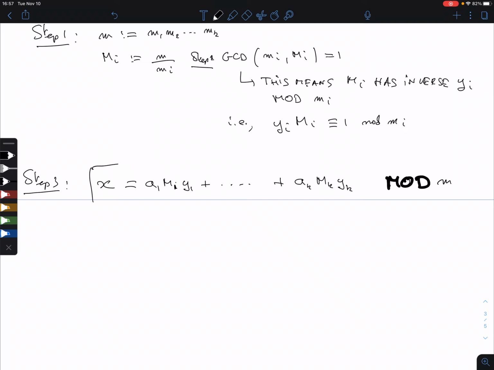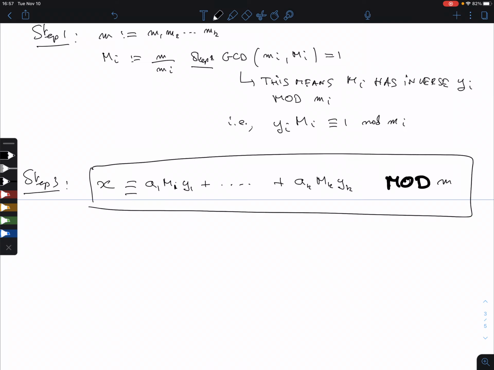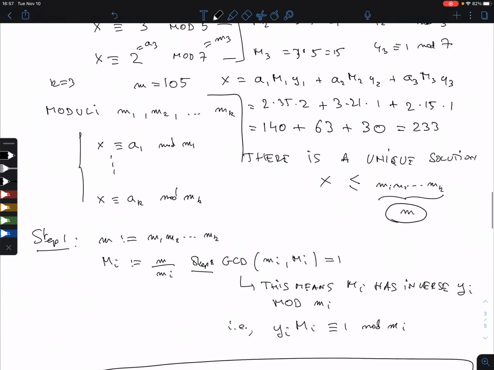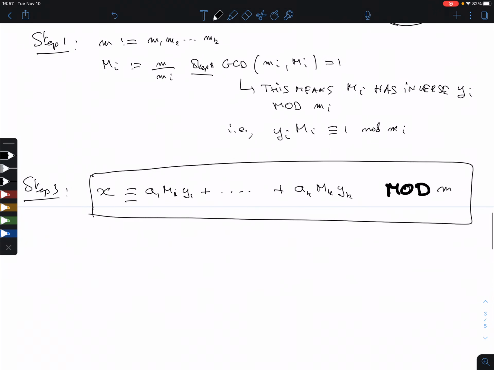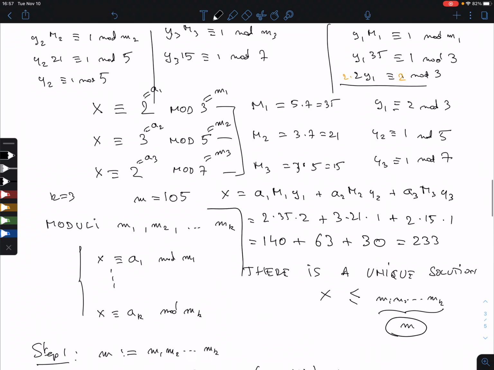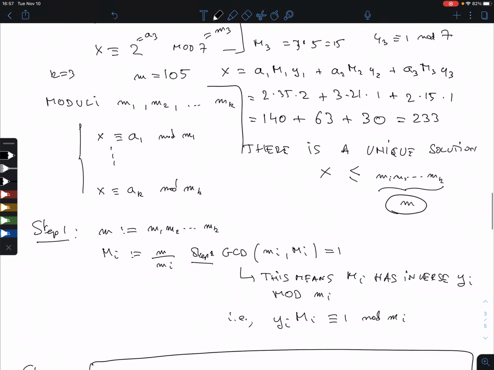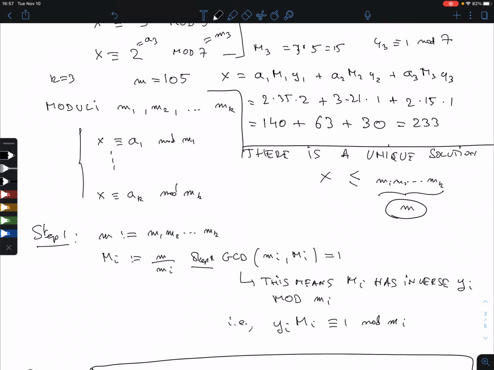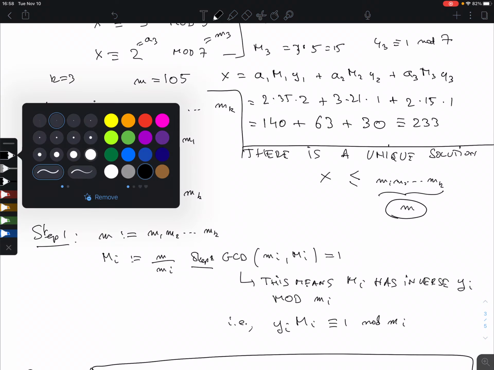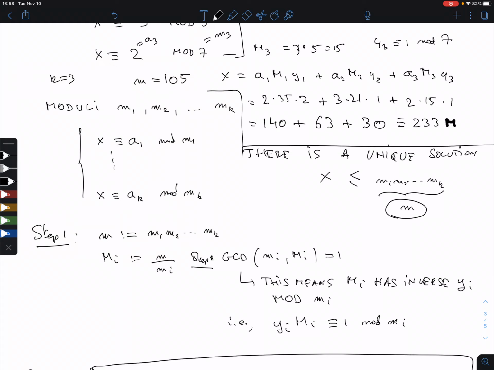So this is what we do. We take this combination and then have to still do one more step. So perhaps step 3, step 4, I don't know what to call it, is reducing this mod. So we have to calculate this number mod m. And remember what was our little m? We have it written down here. It's 105, right? Mod 105.